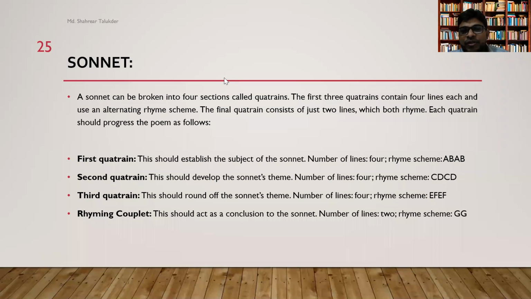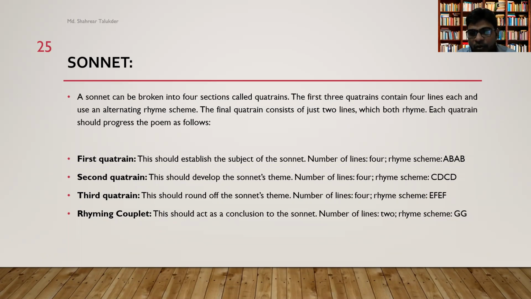A sonnet can be broken into 4 sections called quatrains, as I have already mentioned. The first 3 quatrains contain 4 lines each and use an alternating rhyming scheme. The final quatrain consists of just 2 lines, the rhyming couplet, the last 2 lines, which both rhyme. So each quatrain should progress the poem as follows. We are talking about the Shakespearean or English sonnet. The first quatrain has 4 lines, and the rhyming scheme is A, B, A, B. And in the second quatrain, the rhyming scheme is C, D, C, D.